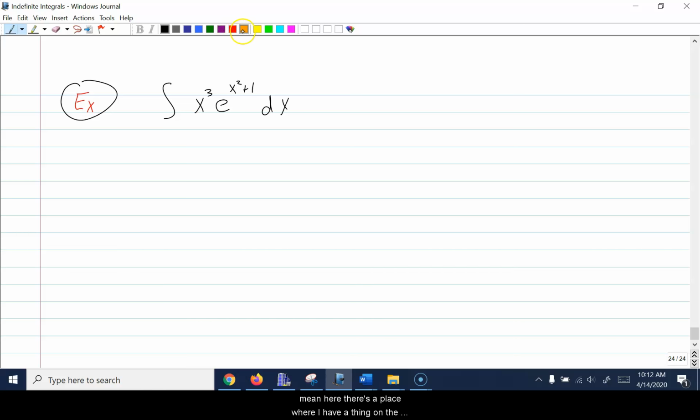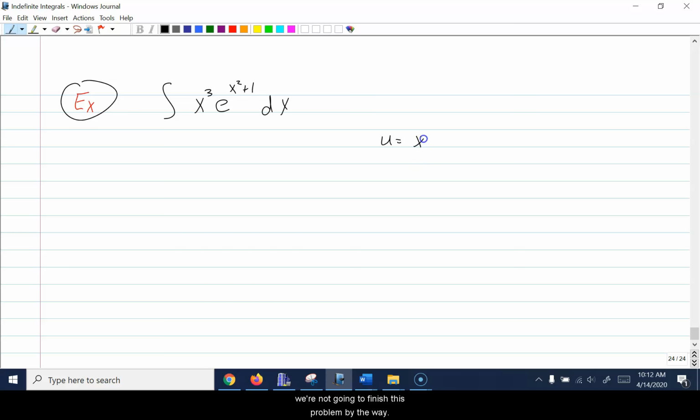Here's a place where I have a thing on the inside that's x squared plus 1. I'd like to use that as my u. You might be tempted to use u equals x squared. Using the bigger thing is usually better. We're not going to finish this problem, by the way. Just point out how the substitution goes better.